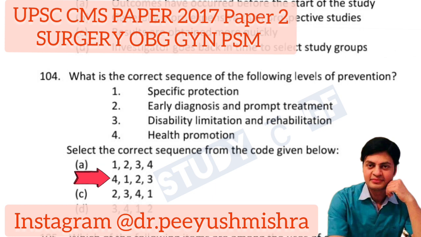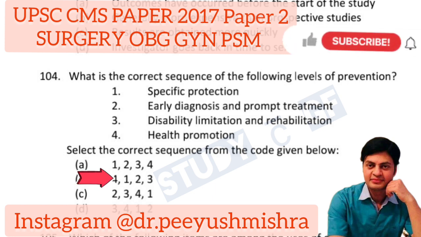What is the correct sequence of the following levels of prevention? Correct sequence is 4, 1, 2, 3. Health promotion, specific protection, early diagnosis and prompt treatment, disability limitation and rehabilitation.